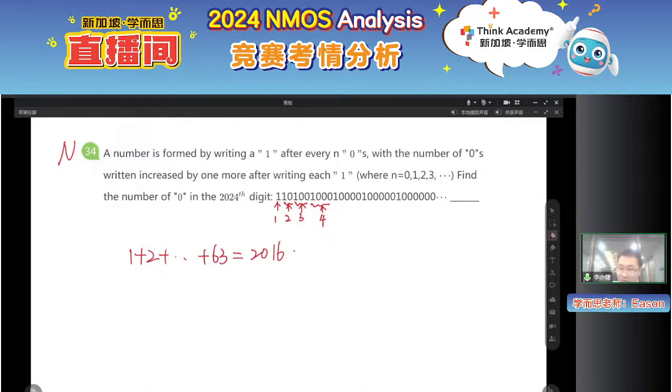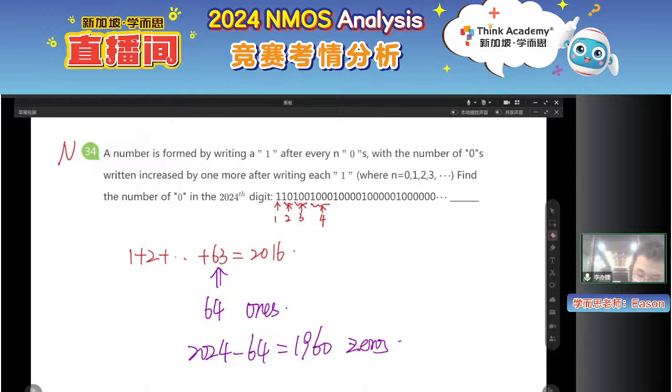63 numbers there, they occupied 2016 places. To reach the 2024th digit, actually we have 64 ones. So how many zeros are there? Right, you just use the 2024 to minus the 64 to get the 1960 zeros. Very fast, the answer. Right?